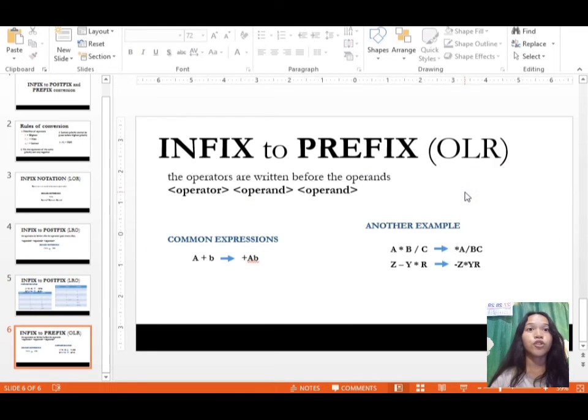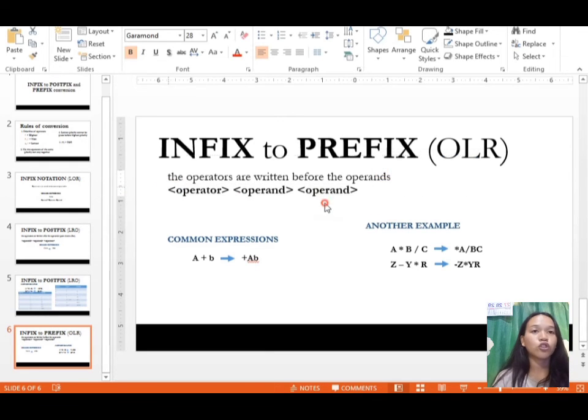So now let's move on to our last conversion, the infix to prefix conversion, or the OLR. O stands for operator, L stands for left operand, R stands for right operand. So in this conversion, the operators are written before the operands. So sa postfix, the operators are written after the operands. So the prefix is completely opposite of the postfix. This is the basic syntax of our infix to prefix conversion.